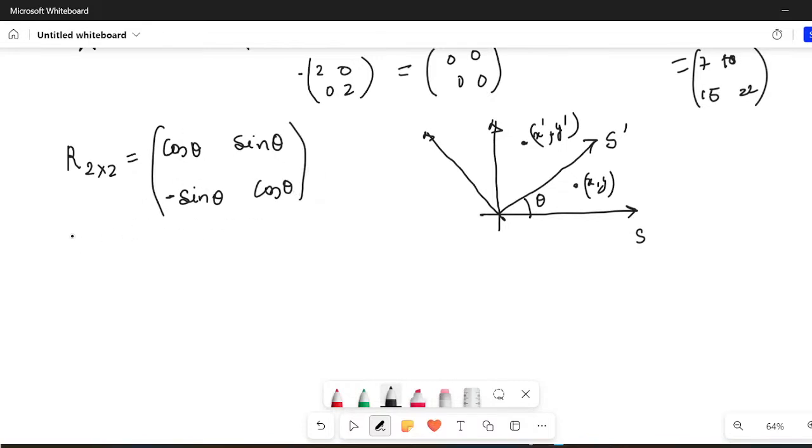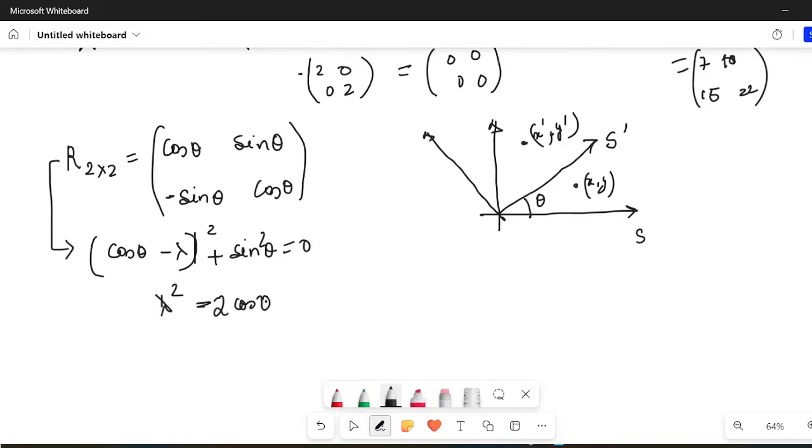Now let us first find the eigenvalues for it. I'm just writing the determinant directly. It will be (cos θ − λ)² + sin²θ = 0. Now if you solve this, what will you get? You'll simply get λ² − 2 cos θ λ + 1 = 0, right?